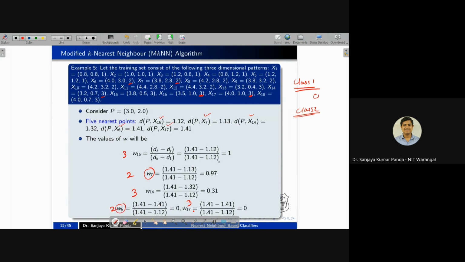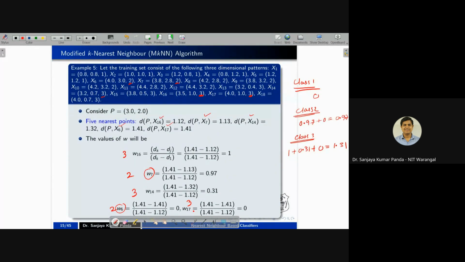So we'll add these two values, that is 0.97 plus 0. So their aggregated value is 0.97. Similarly, when you go for class 3, it is 1 plus 0.31 plus 0, so we are getting 1.31. In this case, you can see the maximum weight is for class 3. Anyhow, in KNN also it is checking class 3. As the maximum weight is 1.31, we consider that the test pattern P belongs to class 3. But it is not always true, right?